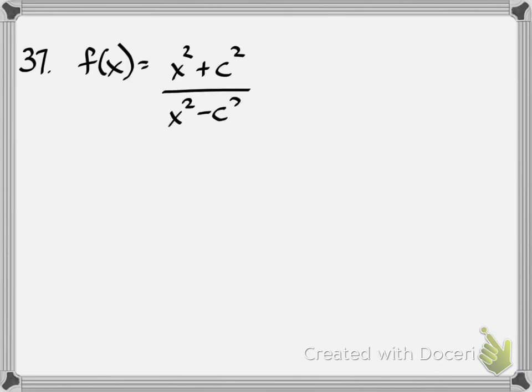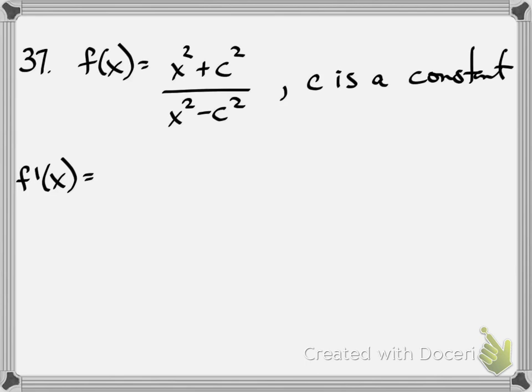F of x equals. I think first period did ask for this one. I remember it, I believe. All right, they're going out of their way. C is a constant, so it's just like 5 sitting there. X squared plus 5 squared, but they're just calling it C. So when we go to do this derivative of this quotient, we'll do quotient rule.